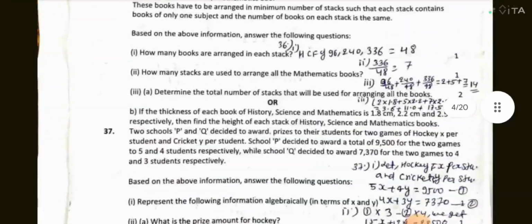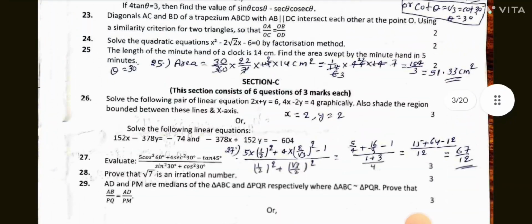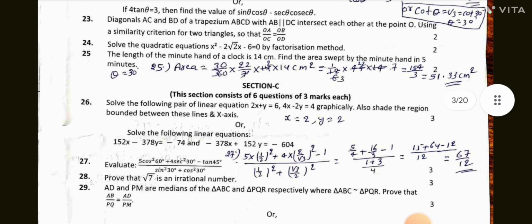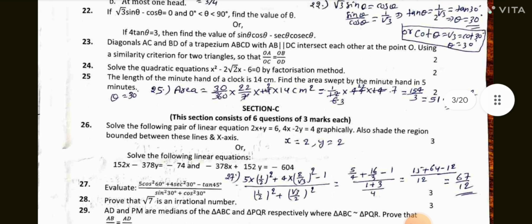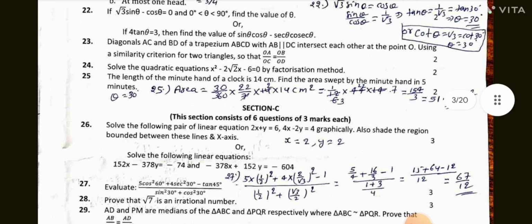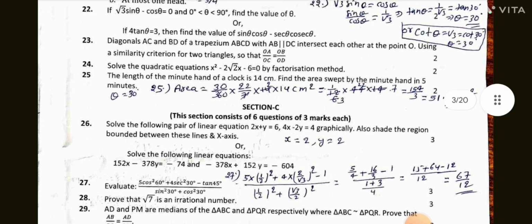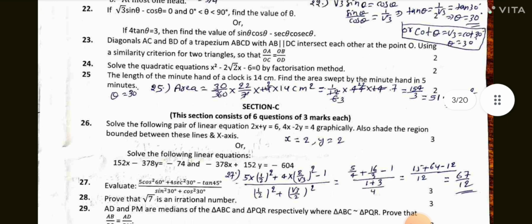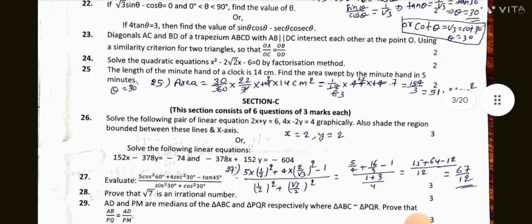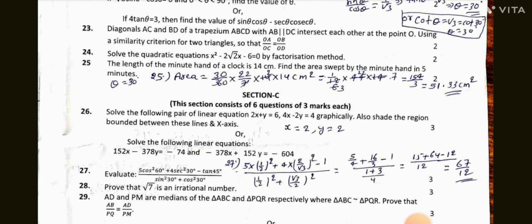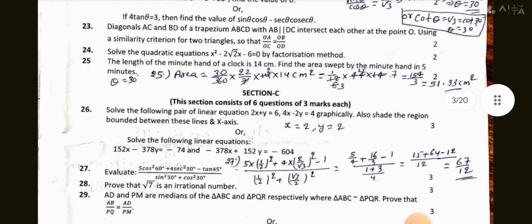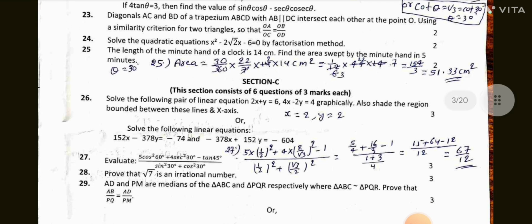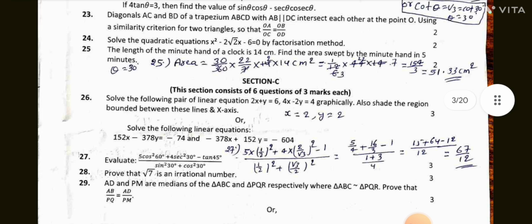Now next question. Question 25. The length of the minute hand of a clock is 14 centimeter. It means radius is 14 centimeter. Find the area swept by the minute hand in 5 minutes. First we need to find the angle formed by the minute hand in 5 minutes. And we know that one round means 60 minutes equal to 360 complete angle. 1 minute means 360 by 60, 6 degree. 5 minutes means 6 into 5, 30 degree. So theta will be 30 degree.